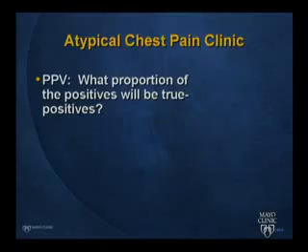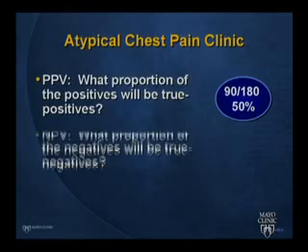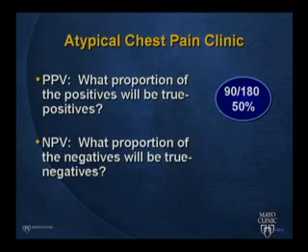Very good. Of the 180 positive tests, only 90 of them are actually going to be true positives. That's 50%. So if you get a positive test, there's only a 50% chance it's correct. Now, what about the negative predictive value? What do you think there?